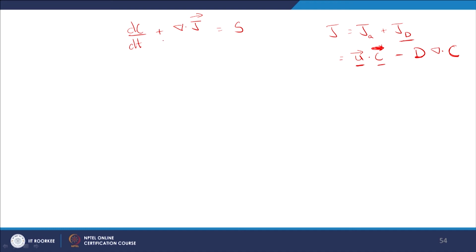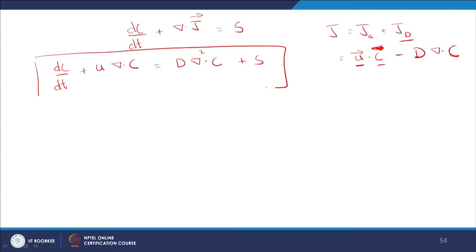So again the del product here, if we put that in dc by dt and plug that in, I guess, plus del, assuming that the velocity is constant or does not change with dimension, let us say. So del dot c is equal to D del square c plus sources or sinks. So this is your final equation here.